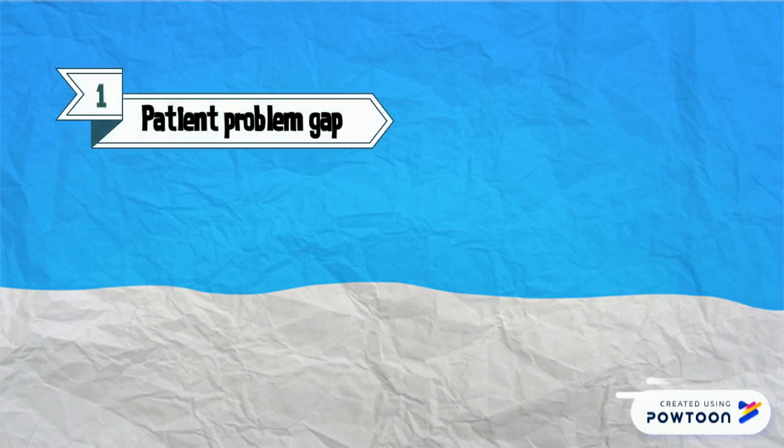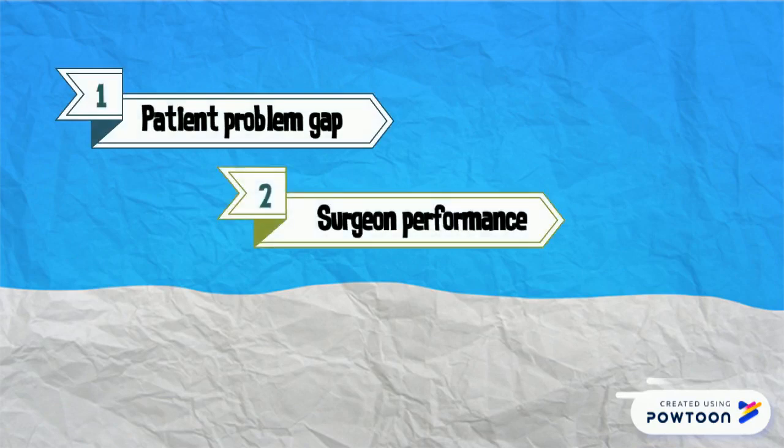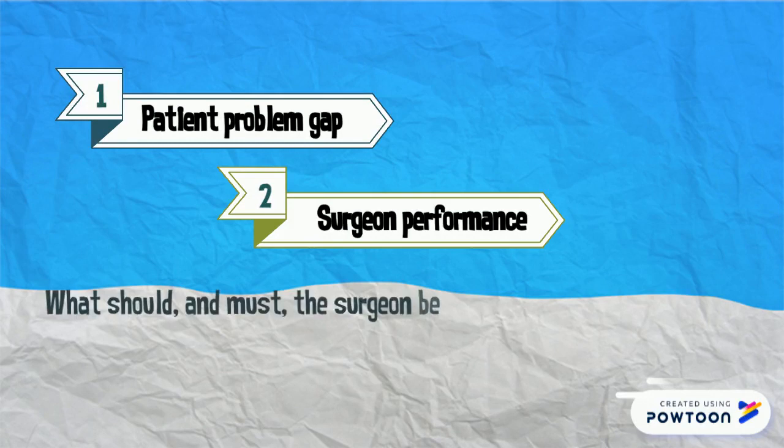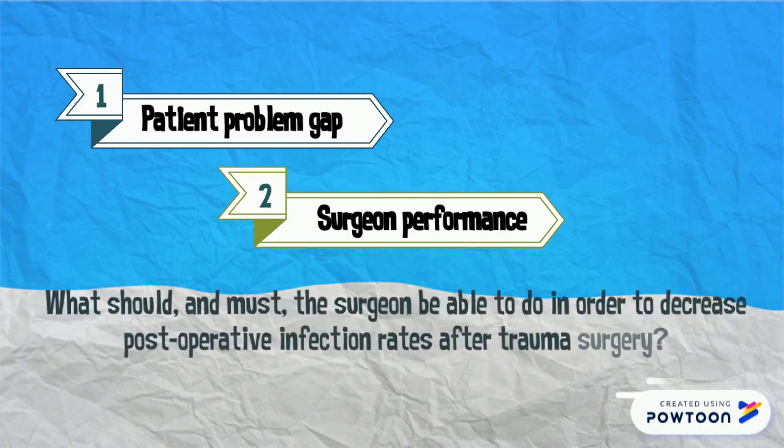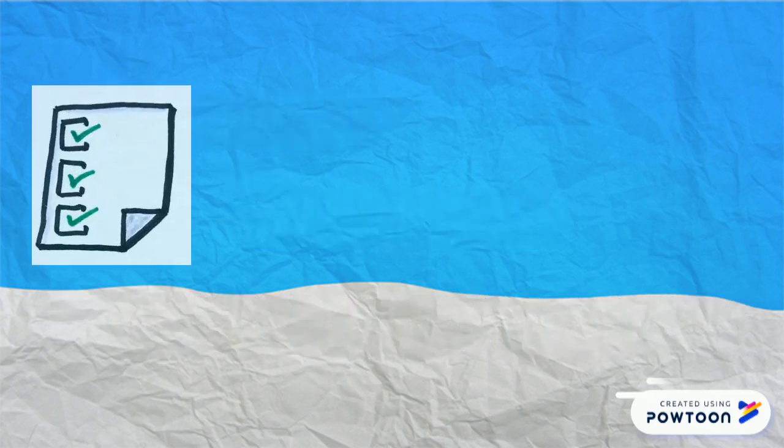Once the patient problem gap has been defined, the next step is to identify surgeon performance needed in order to improve the outcome and thus bridge the gap. The following question is asked to help identify performance gaps. The answer to this question results in a list of abilities that the surgeon needs to have in order to perform in an optimal way.